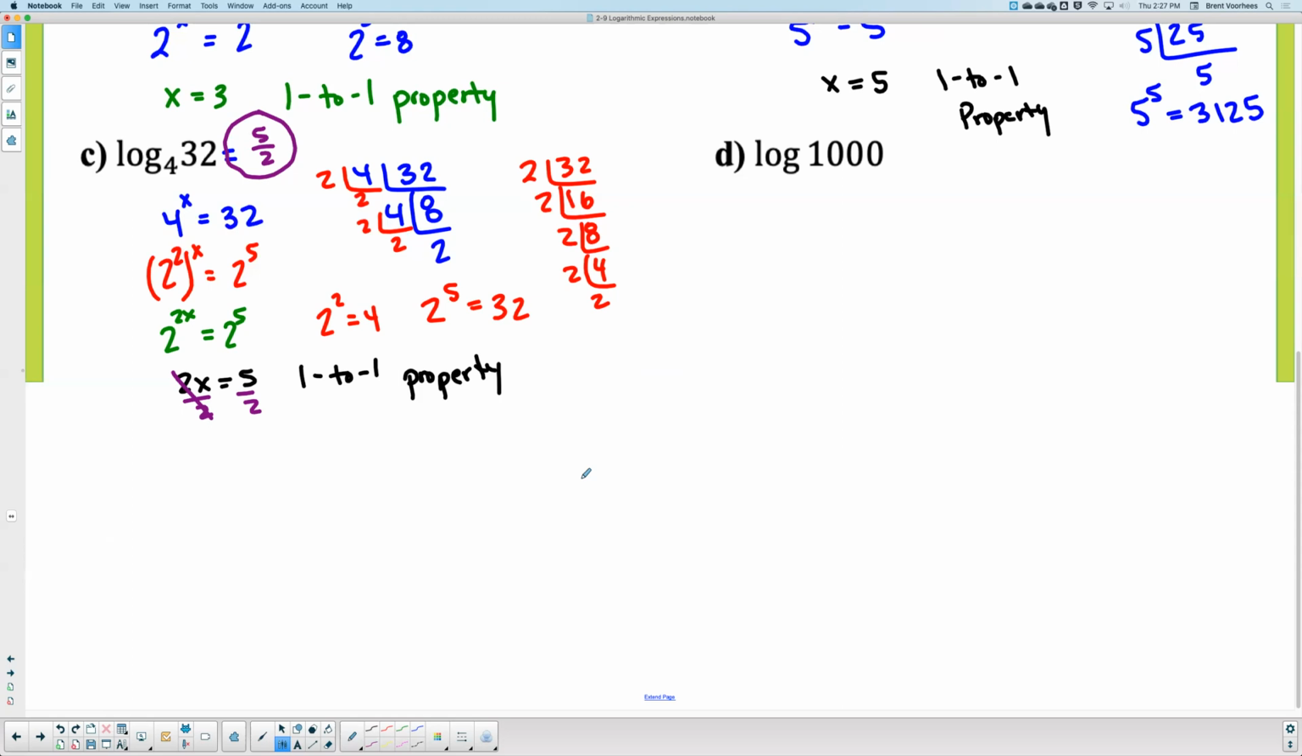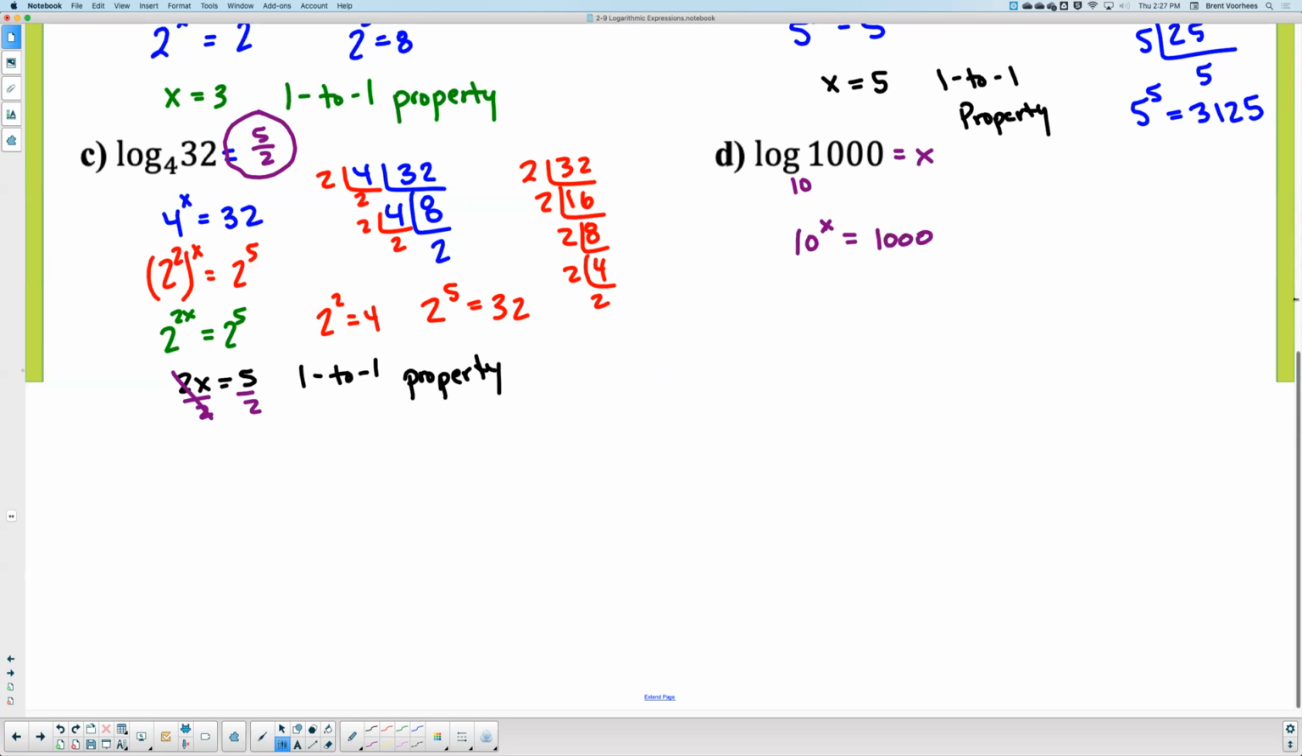Okay, last one. It just says log, but there is no base. 10. If there's no base and it says the word log, it's a hidden base of 10. It's called the common logarithm. So to solve this, I'll put an x here. So 10 to the power of x equals 1,000.